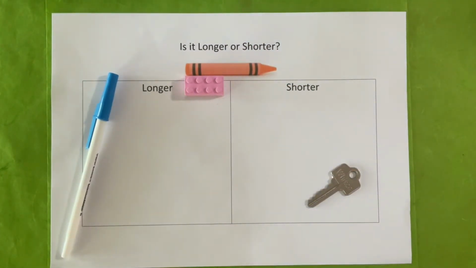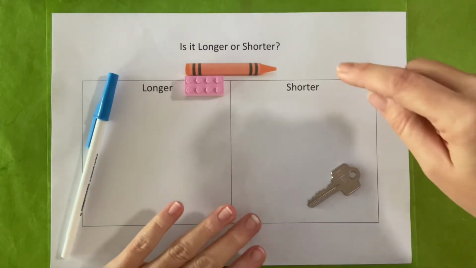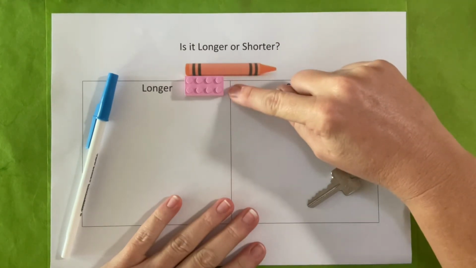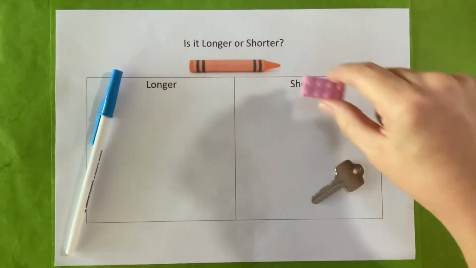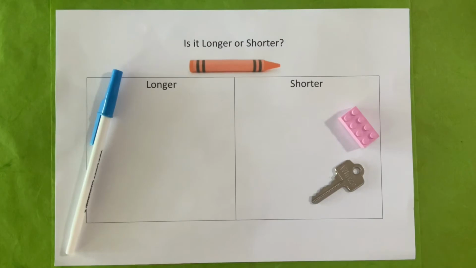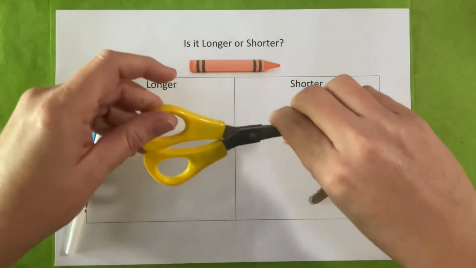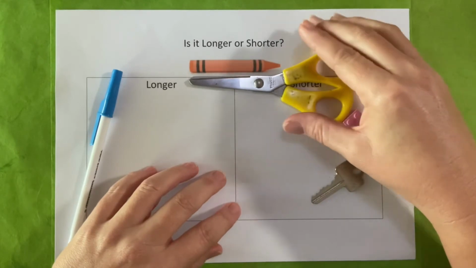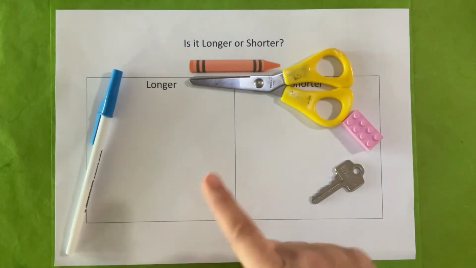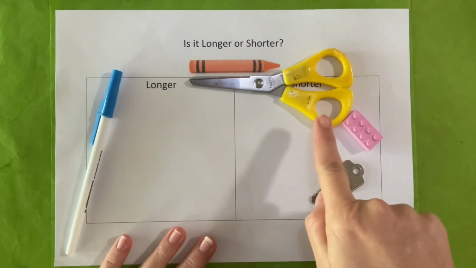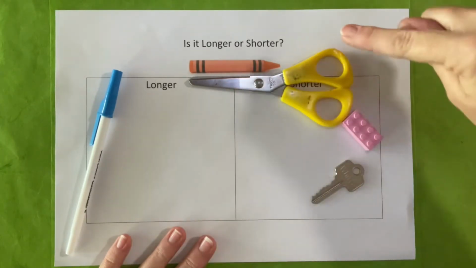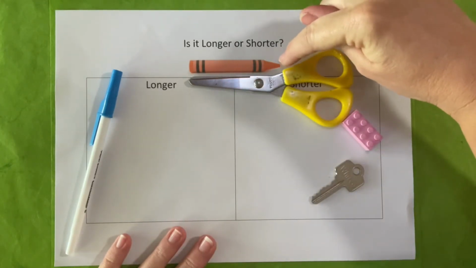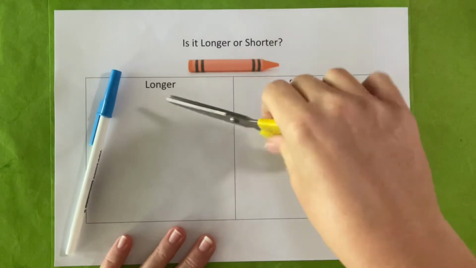Cheer if you think this Lego brick is shorter than the crayon. You're amazing! The Lego brick is shorter than the crayon. Pop it over here in the shorter pile. Now, what about these scissors? Let's line up the ends. Now, I can see straight away that these scissors are longer than the crayon as they keep going past where the crayon ends. So the scissors are longer than the crayon.